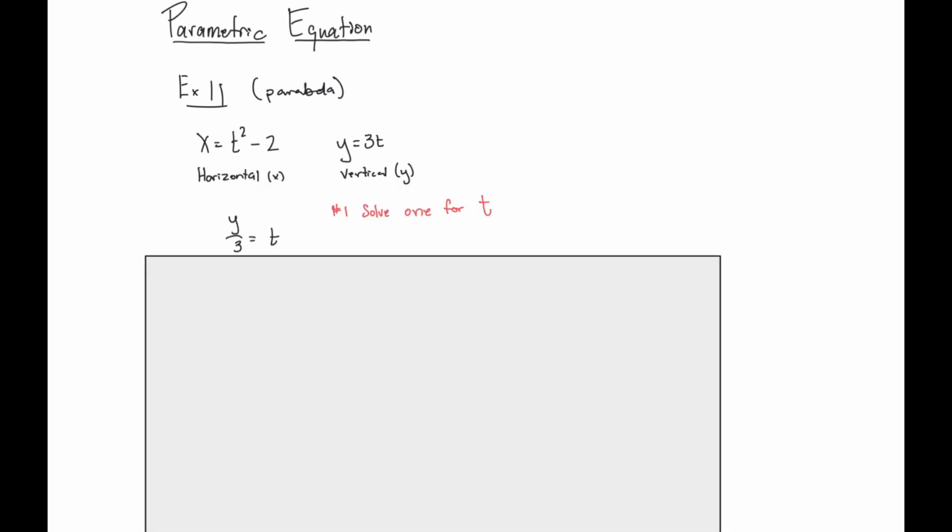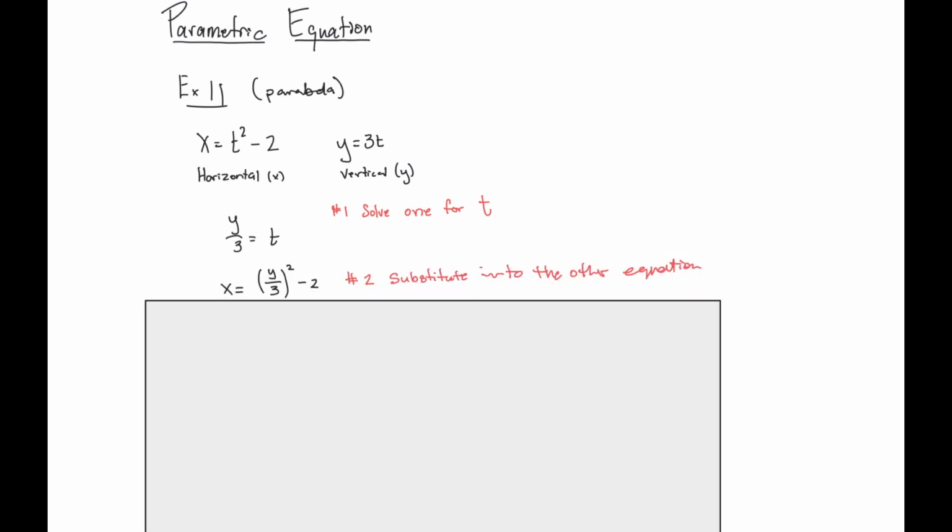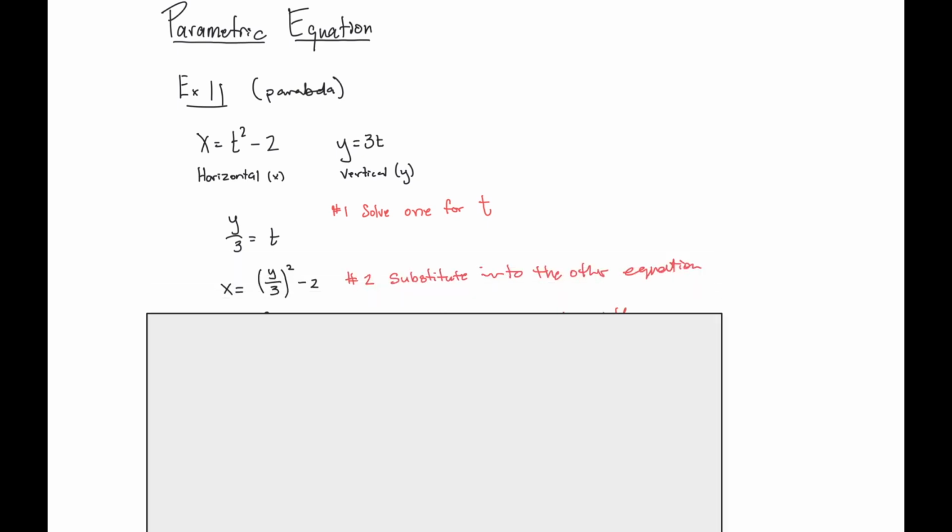We're going to take that first equation, the vertical equation, and set that equal to t, and then you're going to get y over 3 equals t. Done, that's it, right? Next part, we're going to substitute that equation, the y over 3, into the horizontal x equation in place of t. So we get x equals y over 3 squared minus 2. And I'm going to simplify this a little bit. Now, I know what the parabola's equation looks like.